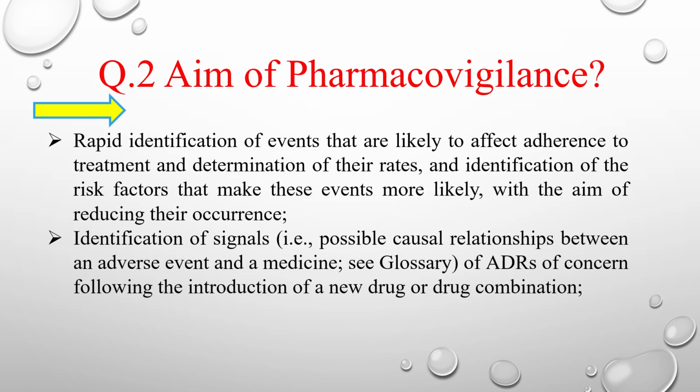Question number 2. What is the aim of pharmacovigilance? Rapid identification of events that are likely to affect adherence to treatment and determination of their rates, and identification of the risk factors that make these events more likely, with the aim of reducing their occurrence. Identification of signals, i.e., possible causal relationships between an adverse event and a medicine. See glossary of ADRs of concern following.